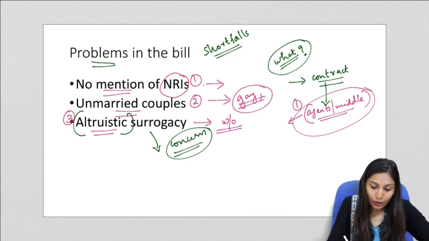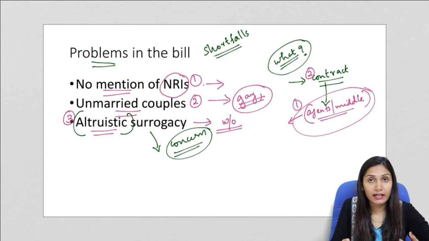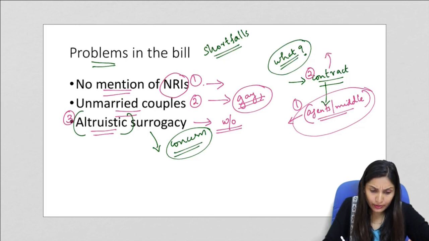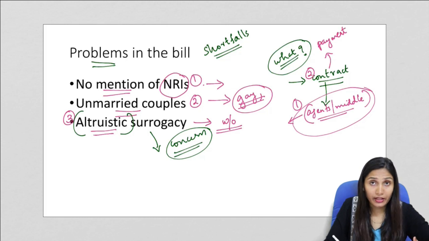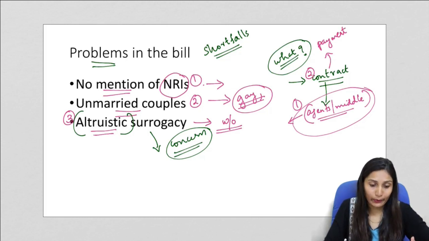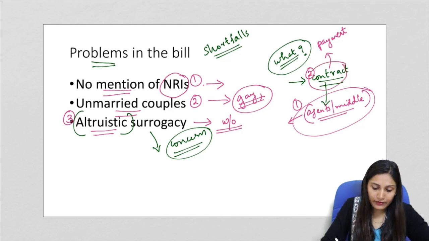And secondly, a contract between the surrogate mother and the commissioning parents will also help in assuring the well-being of the surrogate mother. So this contract should include the details of the payment, the insurance coverage for the surrogate mother and the baby, and also the assurance that the mother will be treated well. So all this should be a part of the contract.